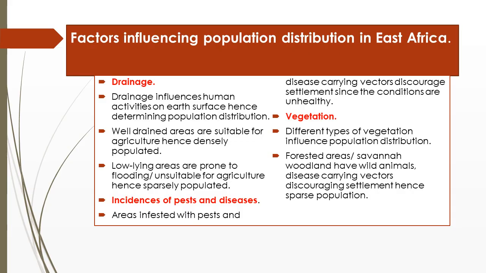Vegetation, of course, influences distribution. It's also another factor. Places that are forested and savanna and woodland areas, those ones are places that attract wild animals, and in most of those places we have national parks and game reserves, and therefore some of those places are considered as gazetted areas, of course, because of the nature of vegetation that is found there that is suitable for wild animals.